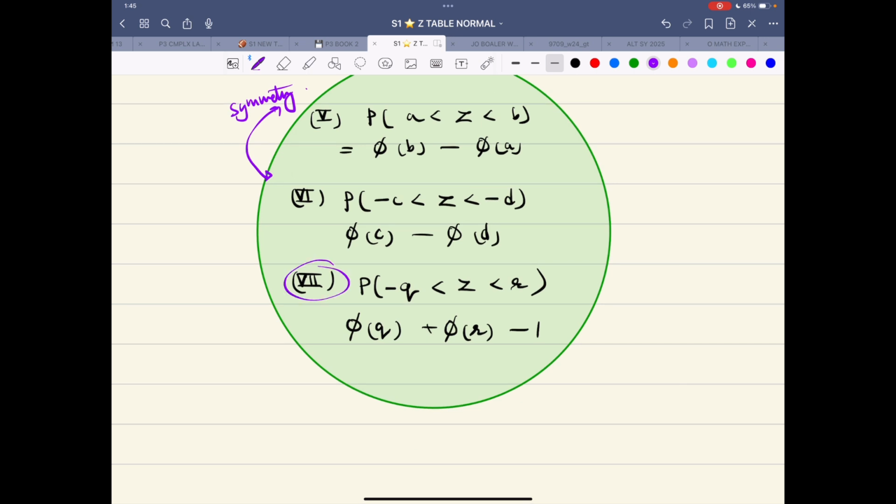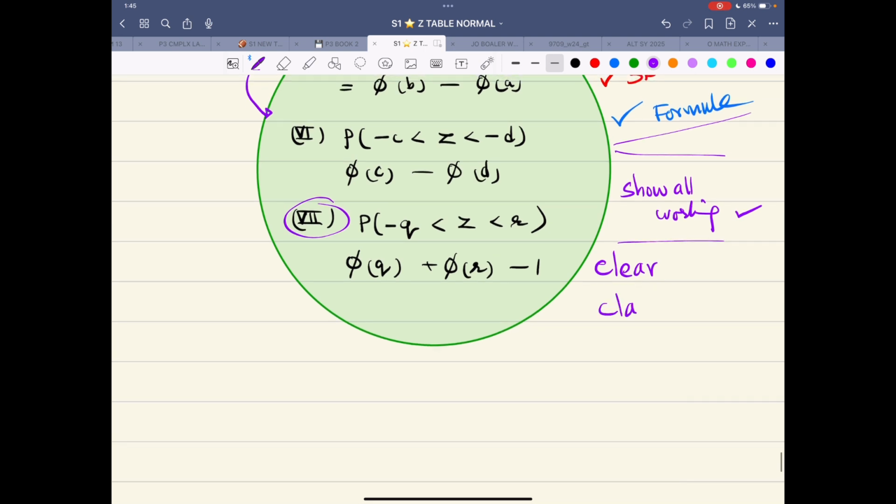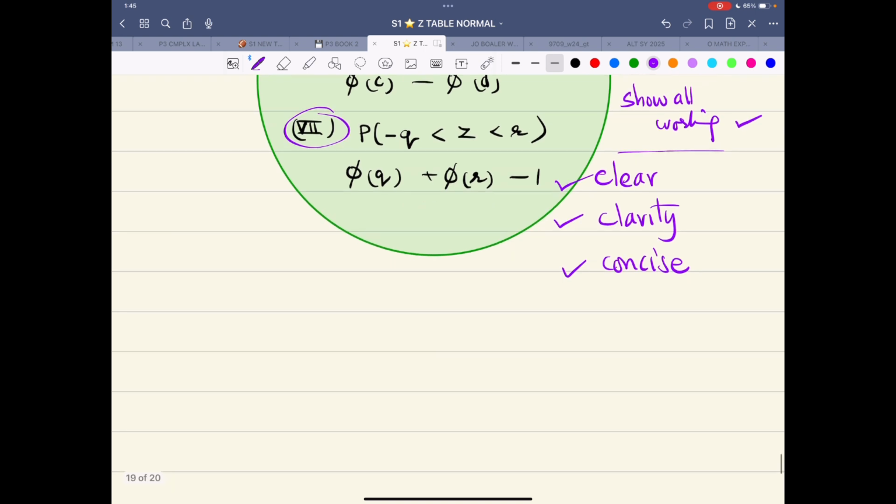And your choices are always obvious. It's up to you whether you want to draw a sketch or whether you are interested in just using the formula. All that matters to the examiner is that you show all working, you apply all the mathematical principles, and you make things clear, with clarity and coherence, in a concise manner. That is what the examiner is asking for.